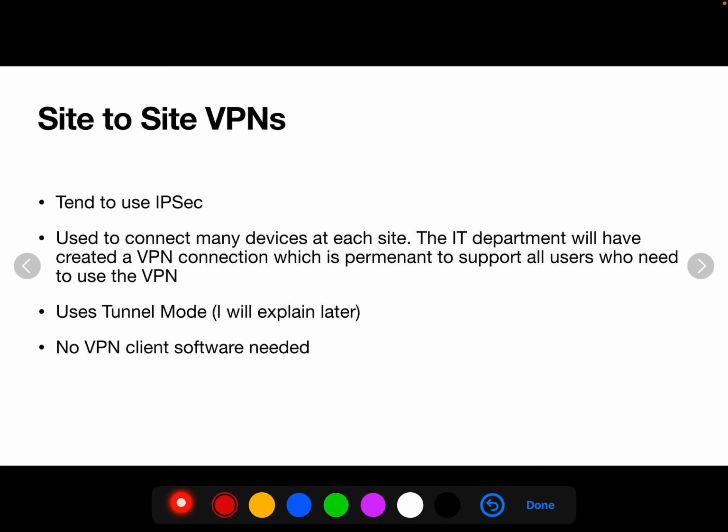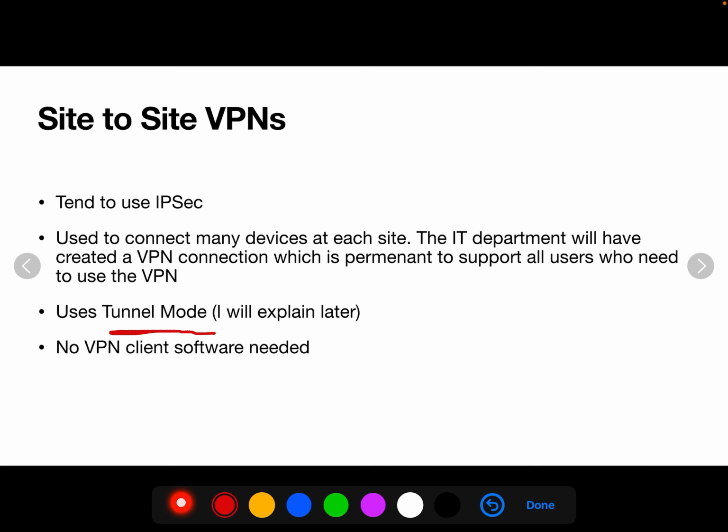It uses tunnel mode. Don't worry too much about this, I'll explain it on a whiteboard later. And there's no VPN client software needed. So you might see, for example, Cisco Secure Client, FortiClient.